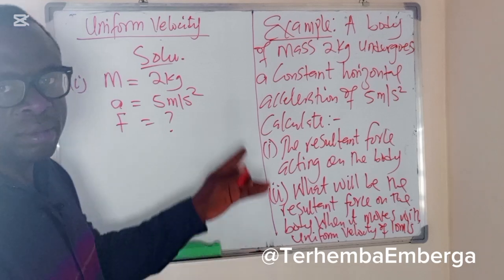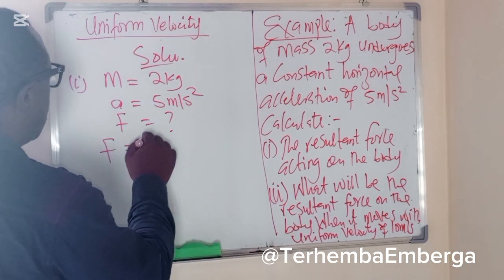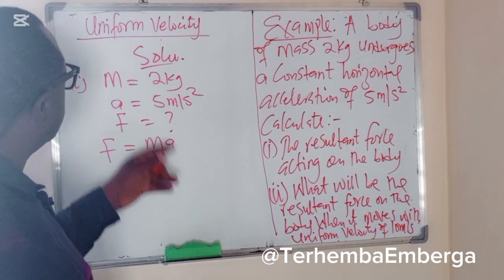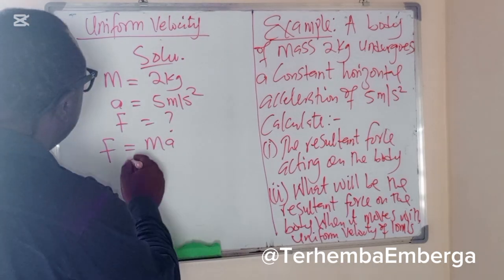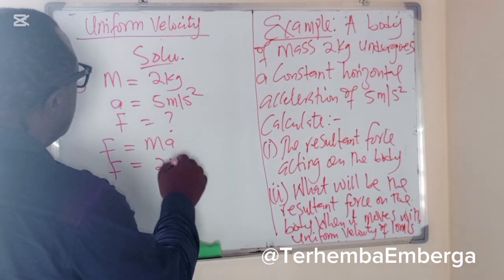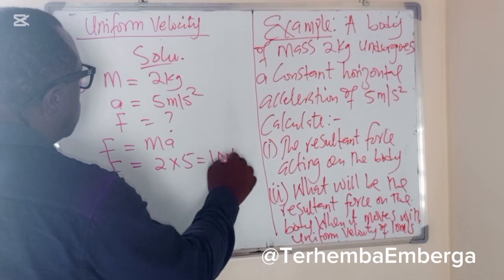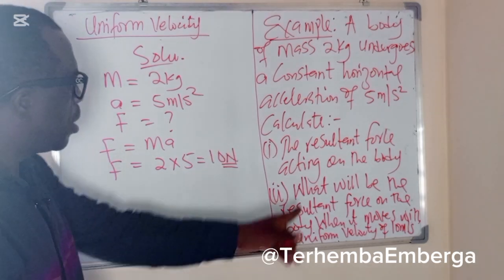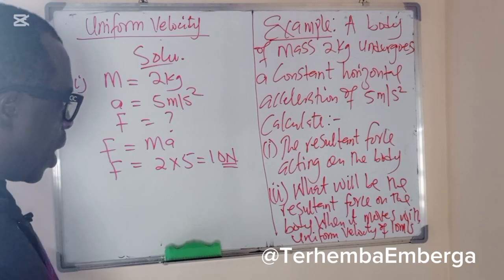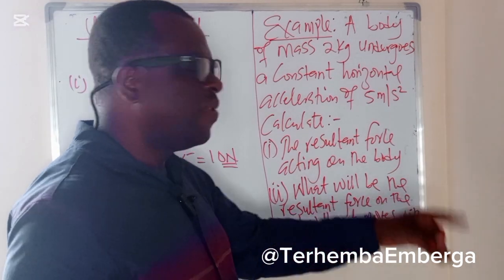So using the formula, F is equal to ma, we can get the resultant force, which is equal to 2 times 5, which is 10 Newton. Then the second one, what will be the resultant force when the body moves with a uniform velocity?